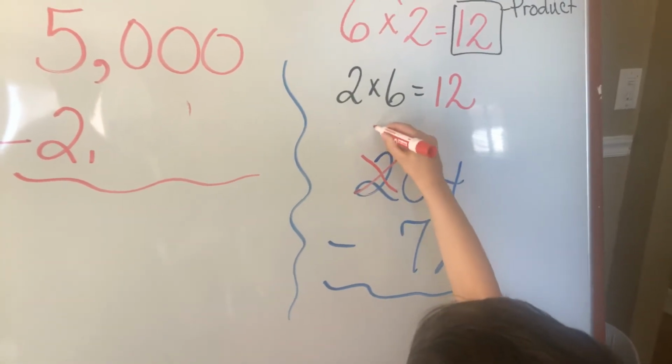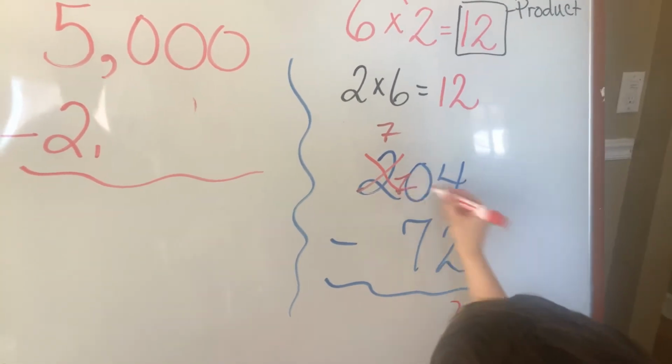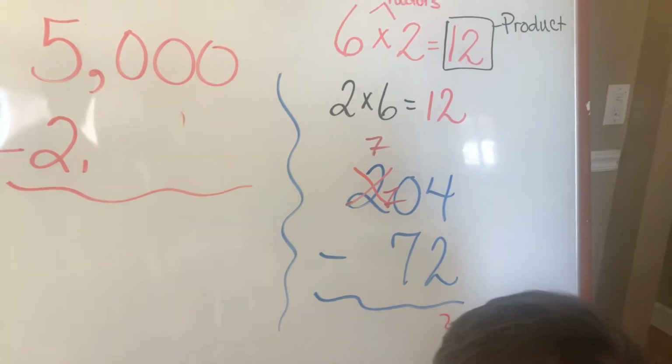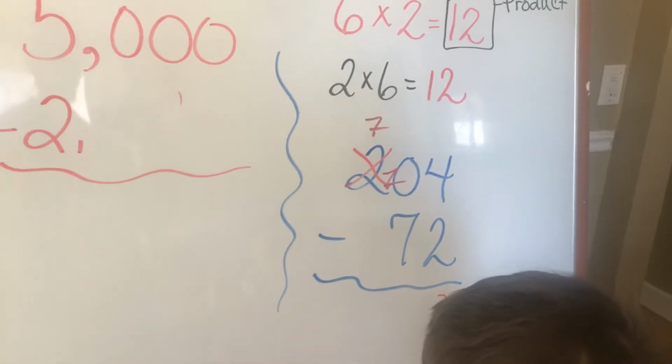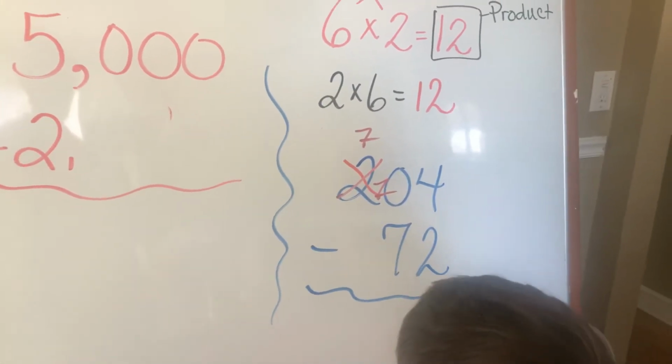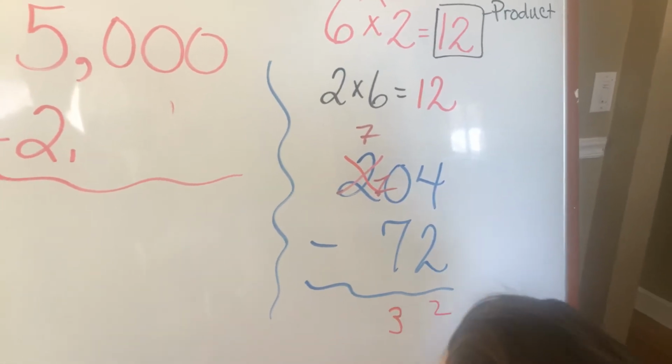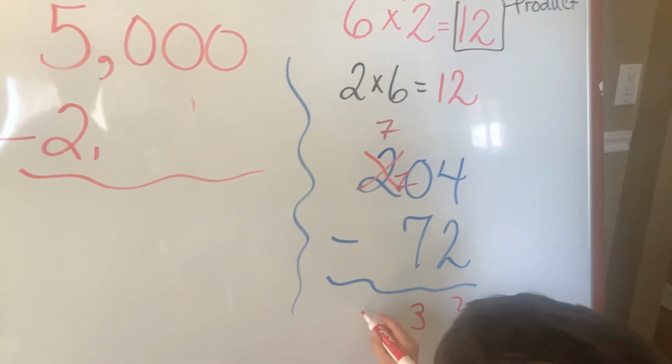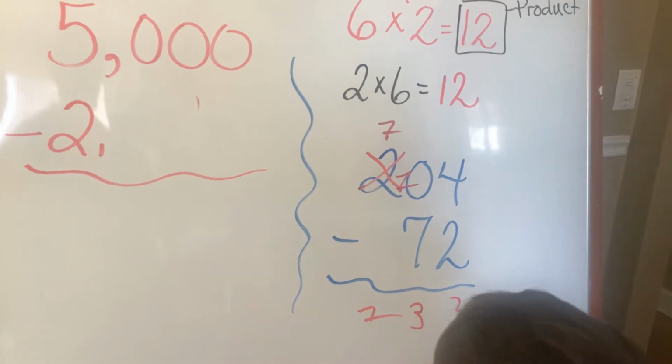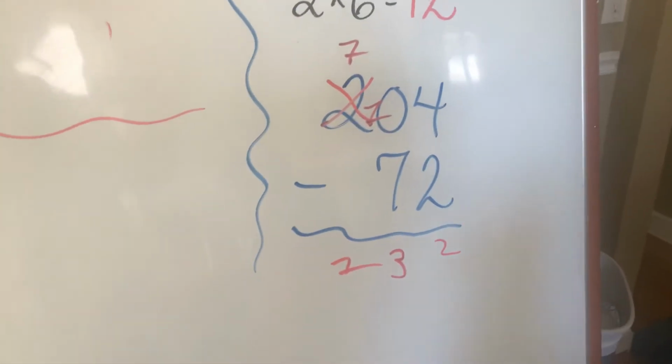Cross off the 2. What's it? 1. 10 minus 7 equals, did you say 3? Good job. And then 1 minus nothing is 1. And my answer is 132.